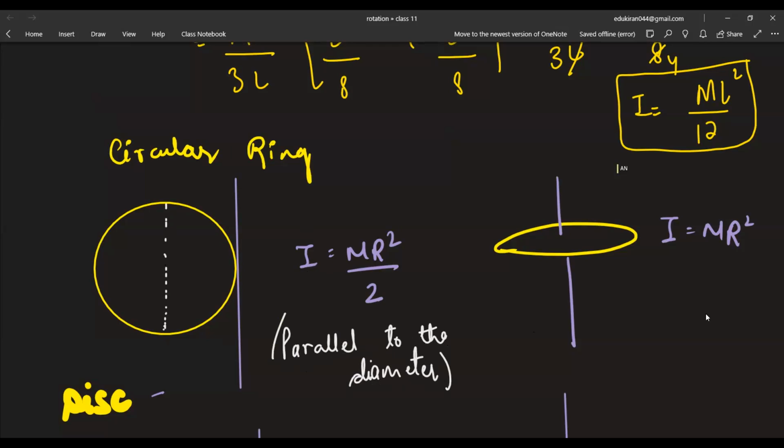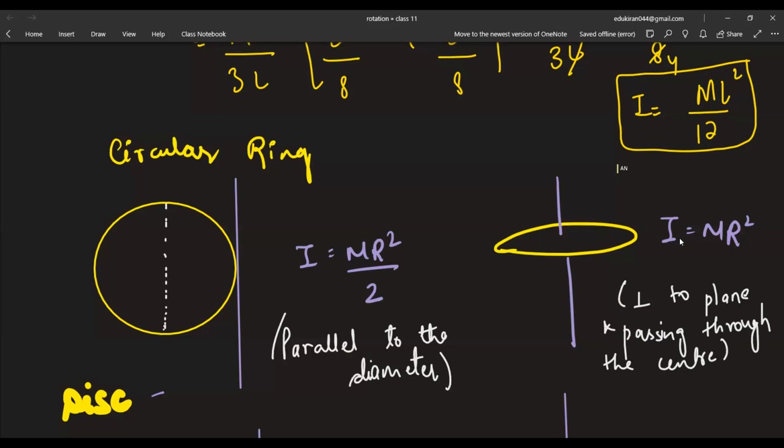So when the axis is perpendicular to the plane and passing through the center, I is equal to mr square, and for the axis parallel to the diameter of a circular ring, I is equal to mr square by 2. You will be getting combination of questions. So that's why this table, whatever basics I have written, you all have to remember.